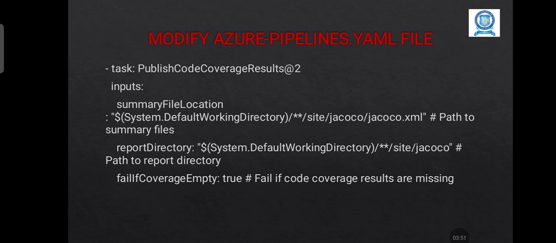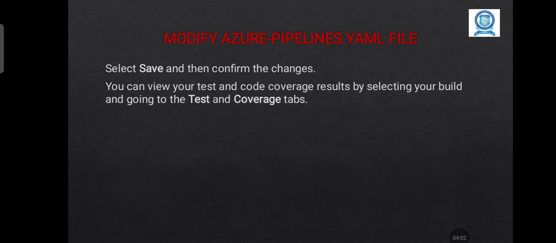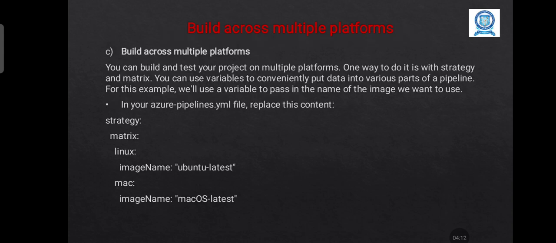So we can mention the additional task with the input values. We can mention the files. We can also add additional attributes for our task at the end of our YAML file. Then we have to save and confirm the changes. We can also view our test and code coverage results by selecting our build and going to the Tests and Coverage tabs. Also, another option is we can build across multiple platforms.